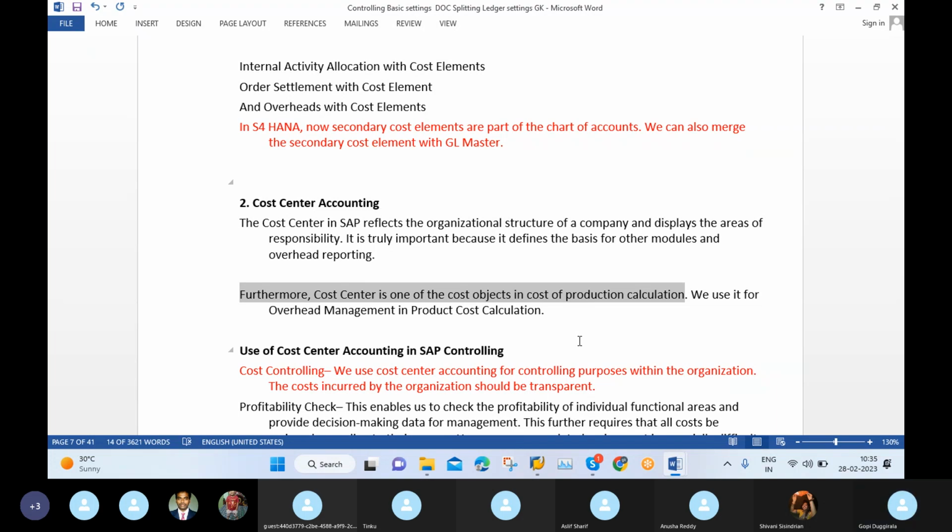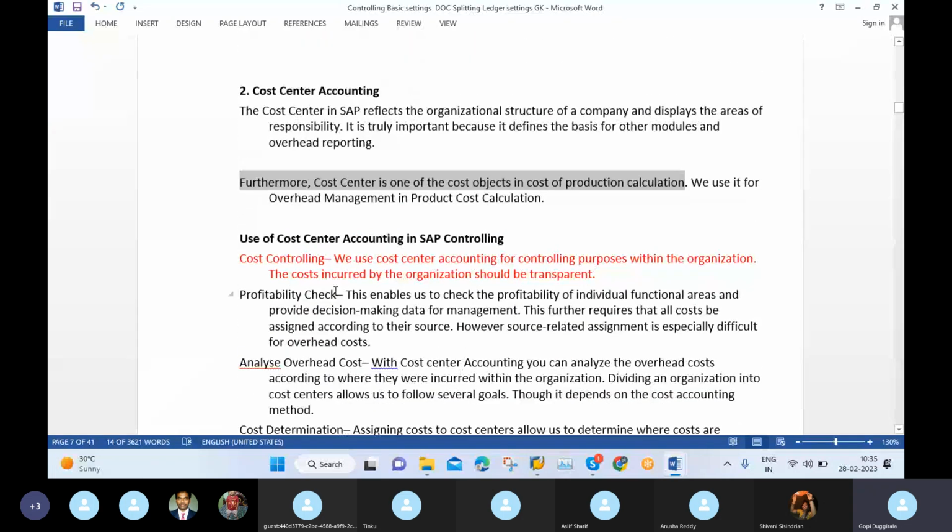That's it. Next, cost controlling: we use cost center accounting for controlling purposes within the organization. The costs incurred by the organization should be transparent. కాస్ట్ సెంటర్ మనం ఎందుకు యూజ్ చేస్తాము? నేను అదే మీకు చెప్పింది ఎర్లియర్. ఒక ఎగ్జాంపుల్ తీసుకొని. మన శాలరీస్ 8 lakhs అయితే then how can we control that 8 lakh salaries? By using the cost center concept. We split it into A, B, C, D, and we can find the loophole in C and reduce our cost. That's it, right?